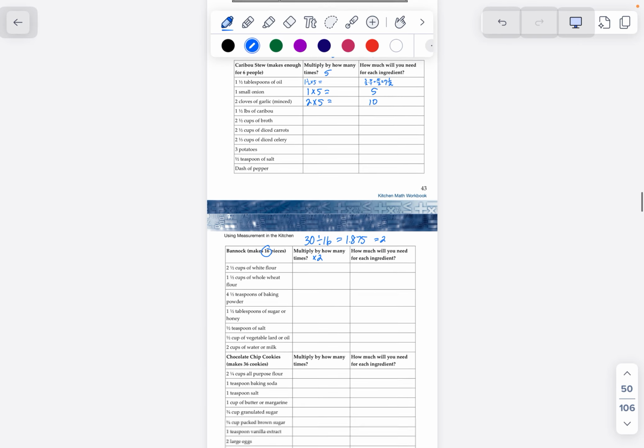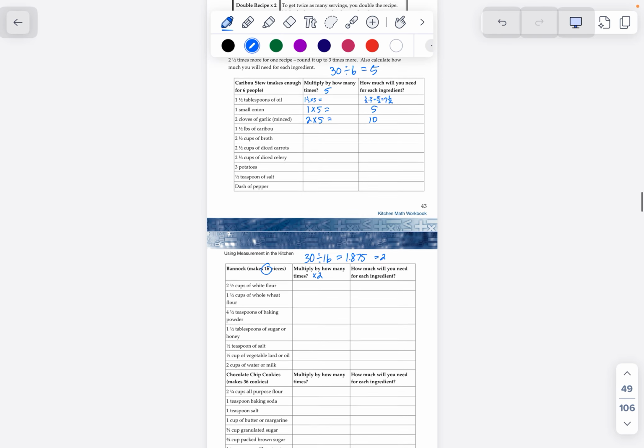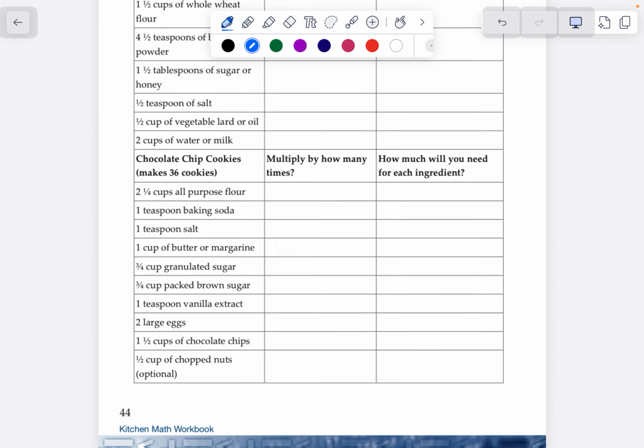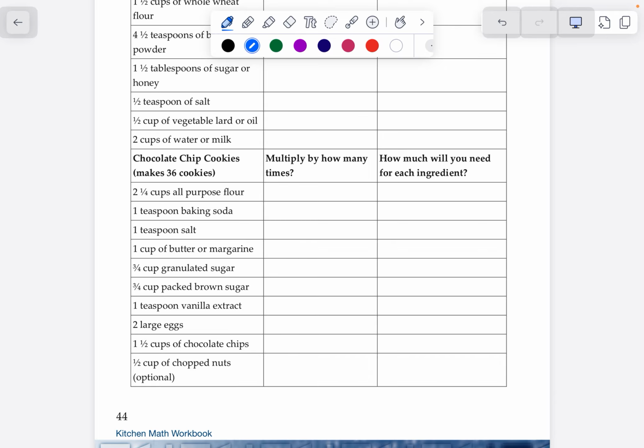So your goal is to see how much of this we can get through today, and then finish it up tomorrow if we need that class time. But it's all about just changing the recipe to fit how many guests you're having. Do you have any questions? Anybody have any questions about any of that? Okay.